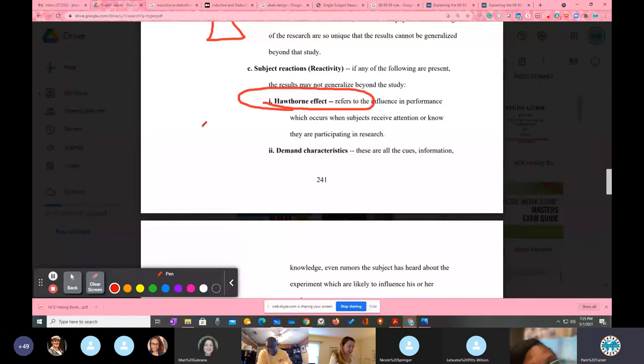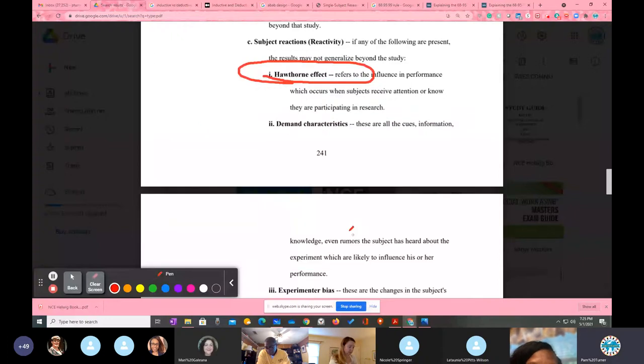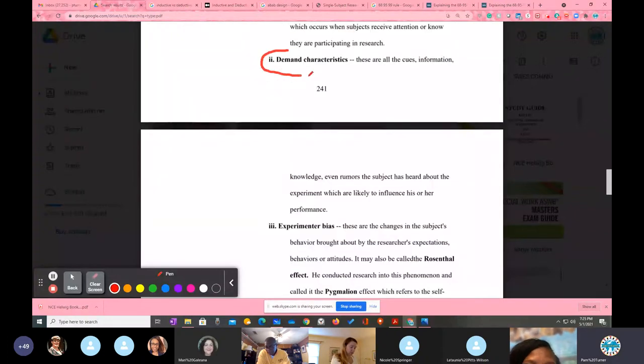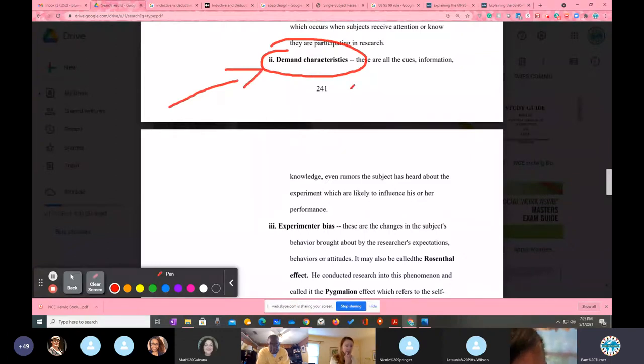However, that is the Hawthorne effect. The assumption is if we can't see you, then you're probably not working as hard. Now, demand characteristics, I have seen that in the study guide, but I have not actually had anybody tell me that was on the test. Demand characteristics are cues, information, knowledge, even rumors that the subject has heard about the experience. So demand characteristics are, I have some kind of clue before I even got in there.